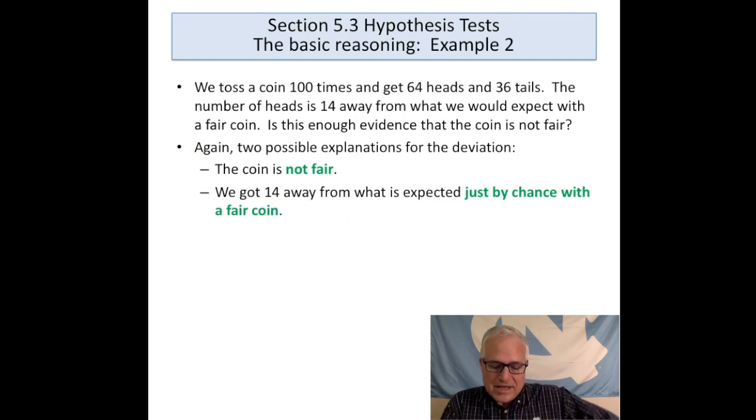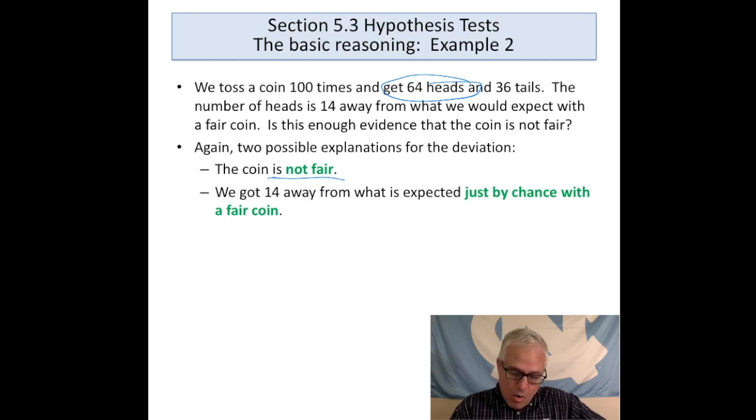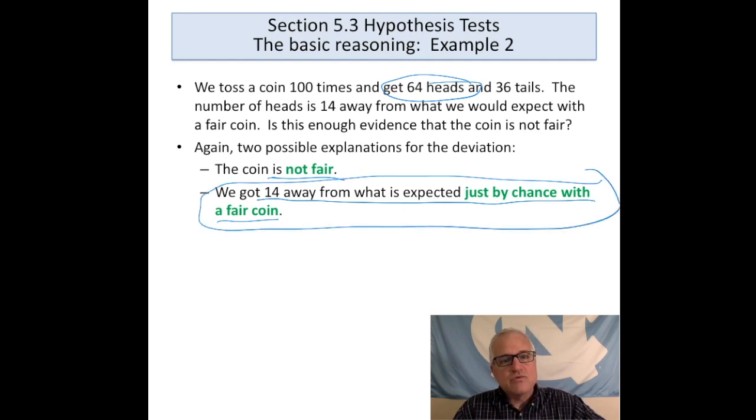So we got 64 heads, and this may cause us to be suspicious that our coin is not fair, but it might have happened by chance. Okay, there are two possibilities for why we got a number of heads so far from 50. Either the coin is not fair, or we got 14 away from what is expected just by chance with a fair coin. And to decide which is the case, we always find the probability that this result happened by chance for a coin that fits the null hypothesis. Remember, the null hypothesis is that P equals 1/2.